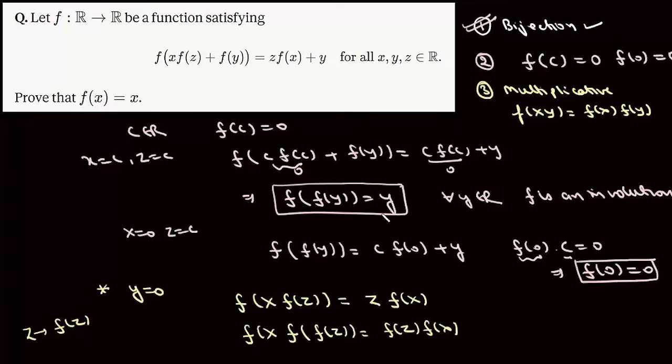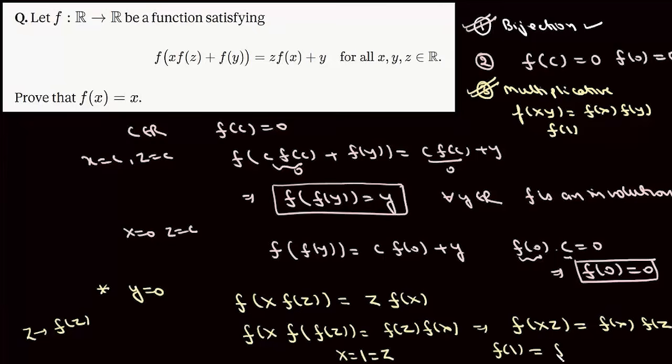So we can write f(x f(f(z))) will be f(z) into f(x). Now f(f(z)) will be simply z. So from here we can write f(xz) is f(x) into f(z). That is, our equation is multiplicative. Now we can use this multiplicative equation to find the value of f(1). So what we'll do is, we'll put x as 1 and z as 1. We'll get f(1) equals f(1) squared.